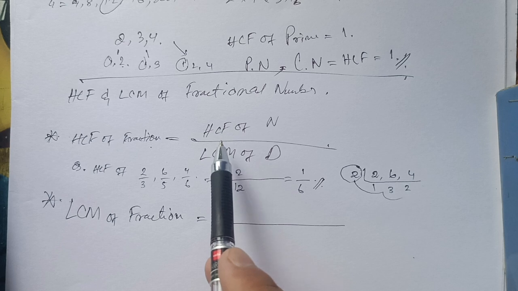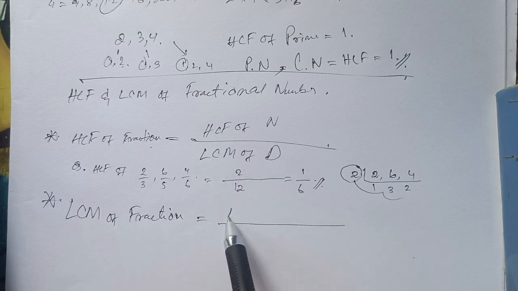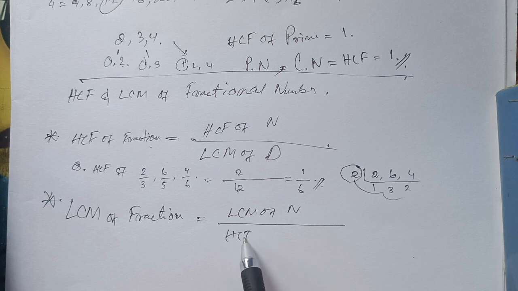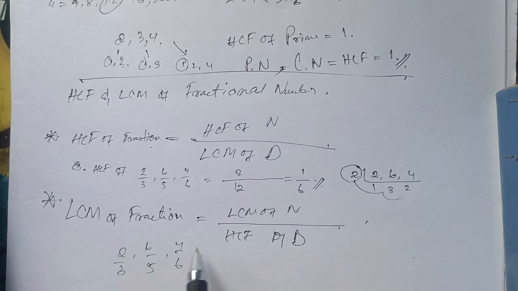HCF of numerator by LCM of denominator, and LCM of numerator by HCF of denominator. Let's apply it to 2 by 3, 6 by 5, and 4 by 6.